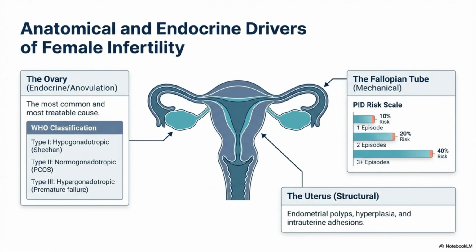Female infertility drivers are commonly classified anatomically: the ovary, the fallopian tube, and the uterus. Ovarian dysfunction, often anovulation, is the most common and treatable cause. Fallopian tube issues are often mechanical, like those resulting from pelvic inflammatory disease, while uterine issues are structural.